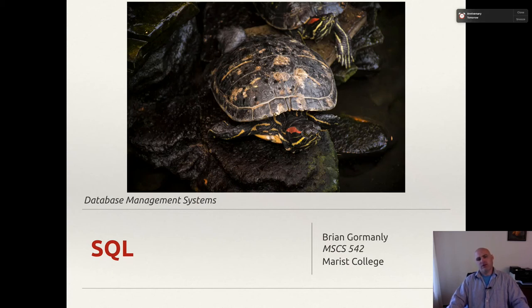So our topic is SQL, and we've talked about SQL a little bit before, obviously, when we talked about how to use it to define a database. Now we're going to look at it specifically on how to query and work with data.